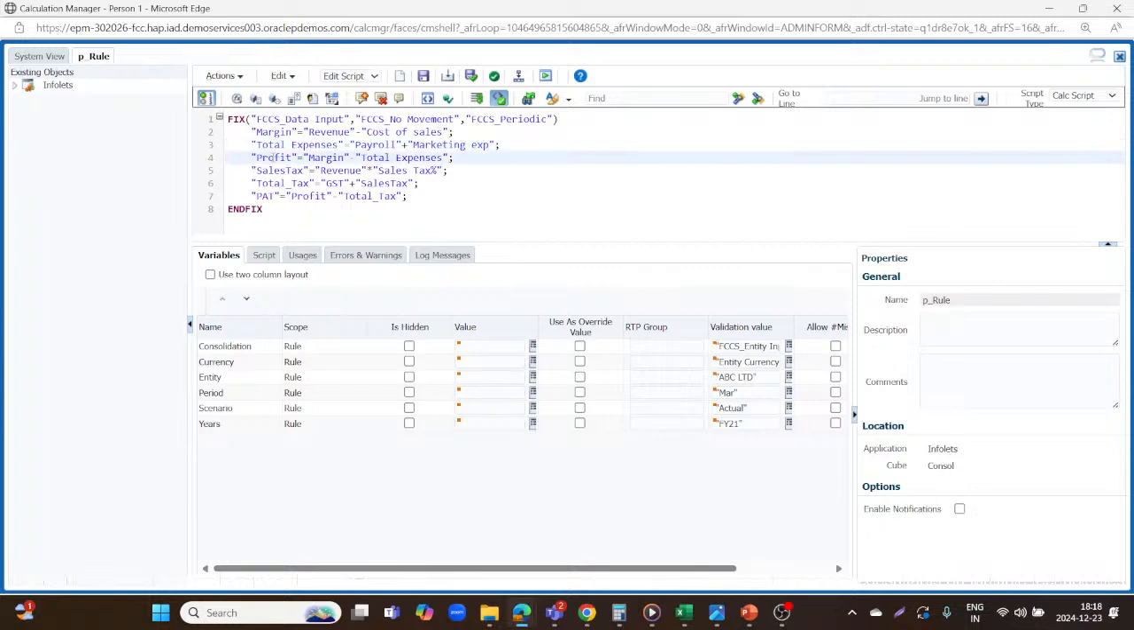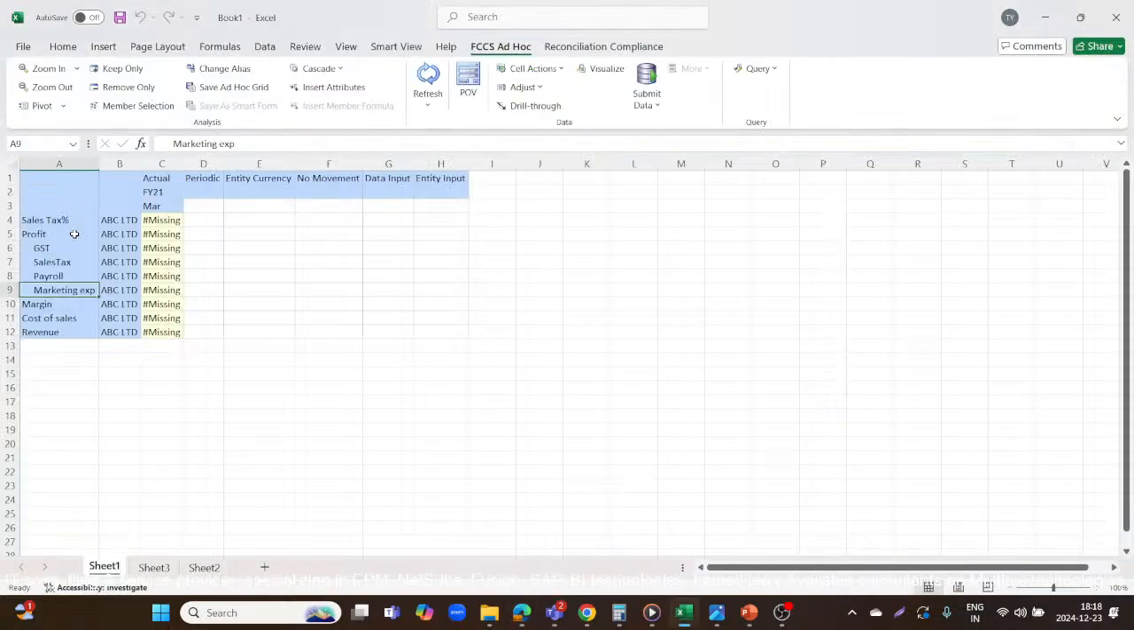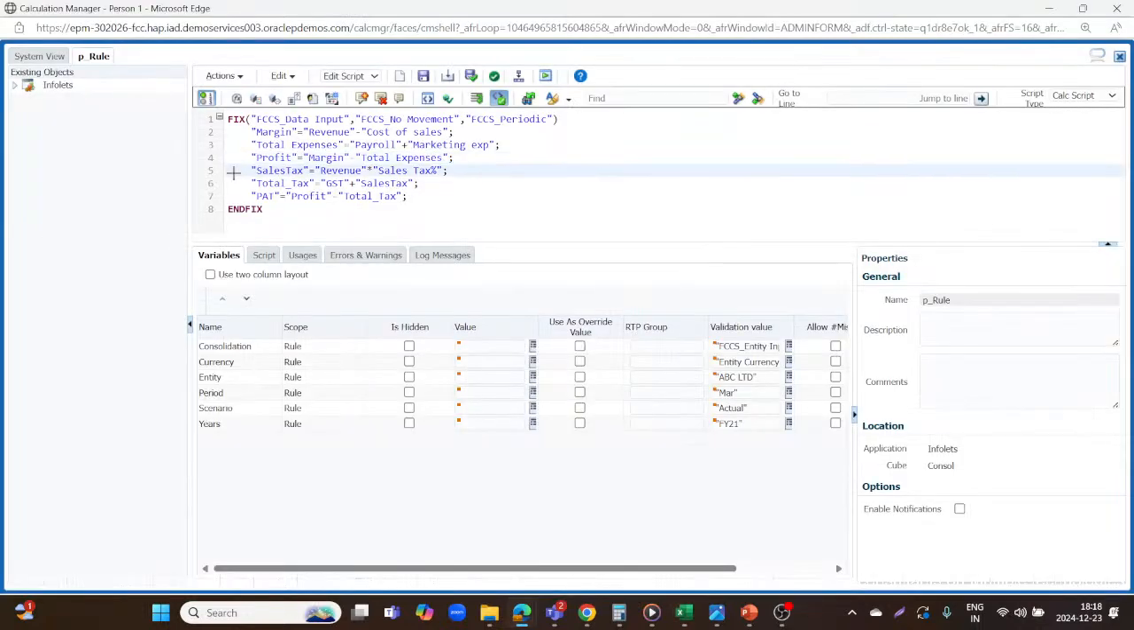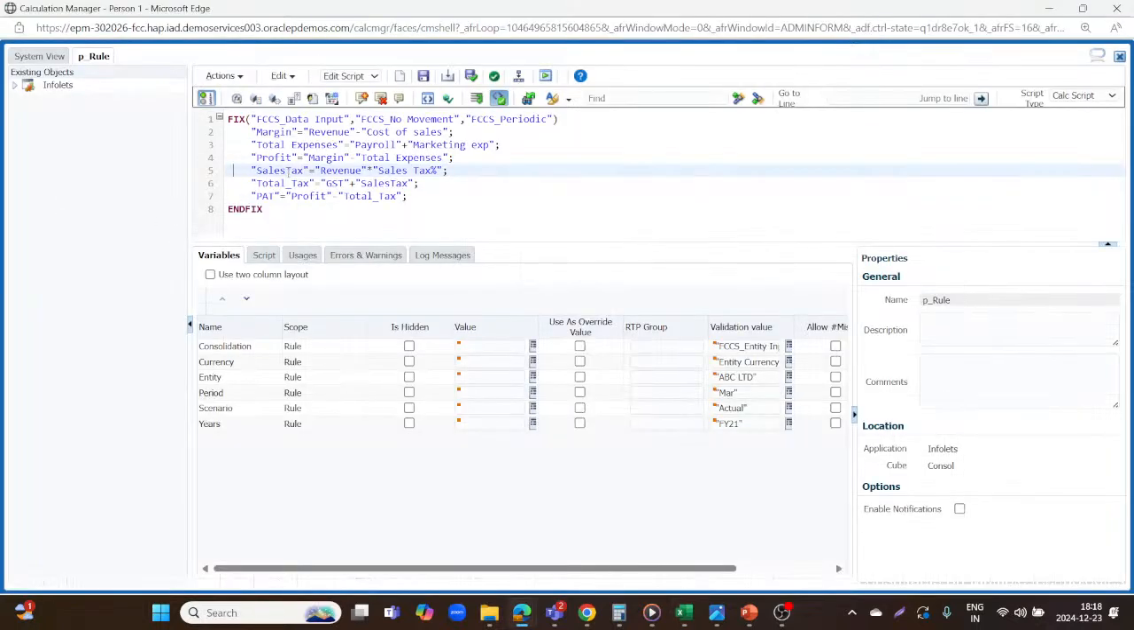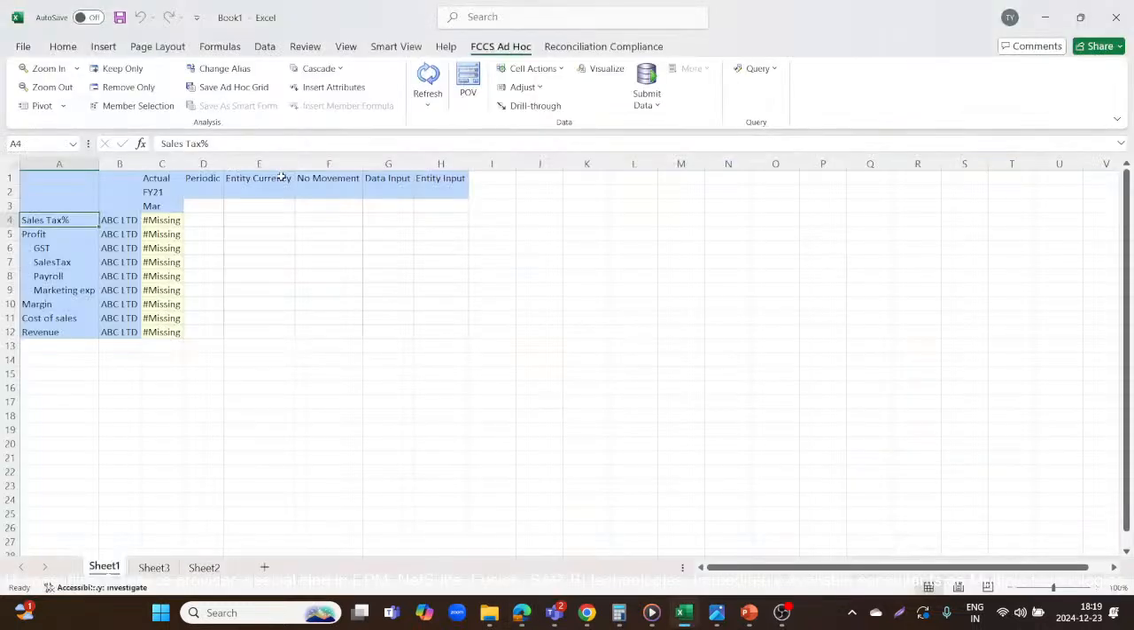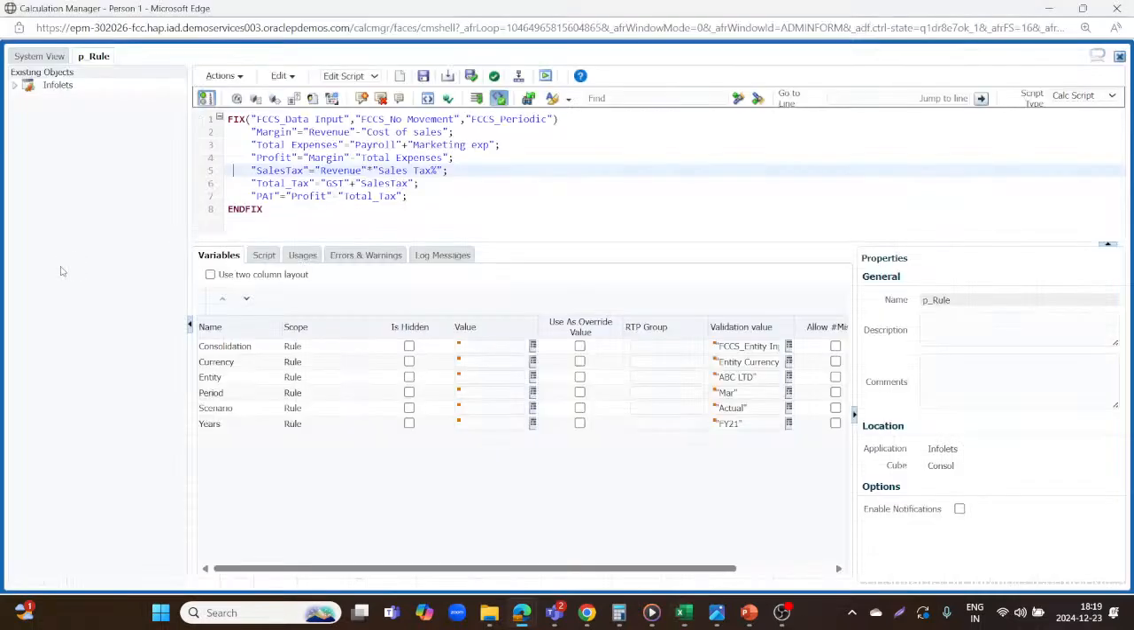So now this profit is nothing but your profit before tax, that is whatever is your margin, reduce total expenses from your margin. So margin minus total expenses will give you profit. Then this number will be calculated, that is your profit amount. Then you have sales tax, where a percentage is given. So how do we calculate the sales tax out of that sales tax percentage? Whatever is the revenue, multiplied by the sales tax percentage, you'll get the sales tax amount. So revenue is this much. When you apply the sales tax percentage on this revenue, you will get the sales tax amount, that is this much.